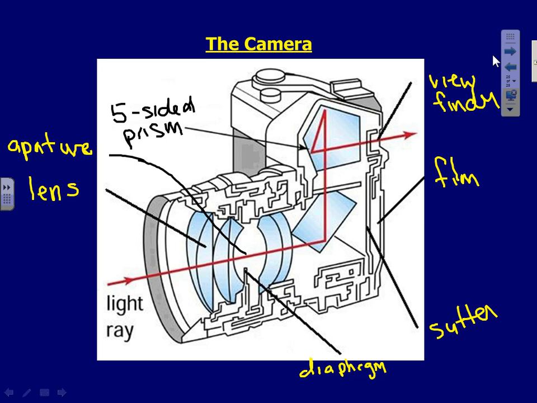Okay, let's do a couple of pairs. What two things do the same thing in a camera and the eye? The diaphragm and iris. Just write down diaphragm and iris. What do they both do? Control how much light. What other pairs of things do the same thing? The retina and the film. The retina and the film do the same thing. They capture the image.